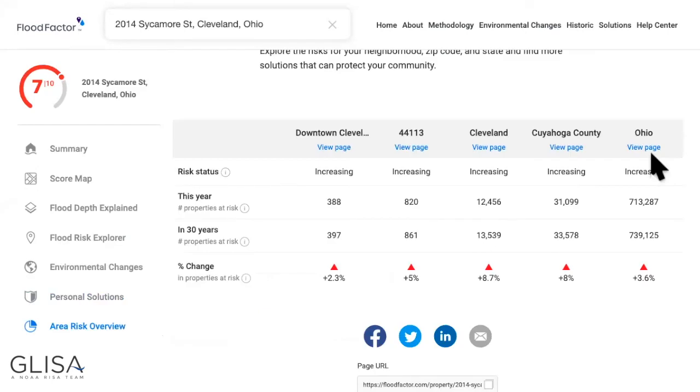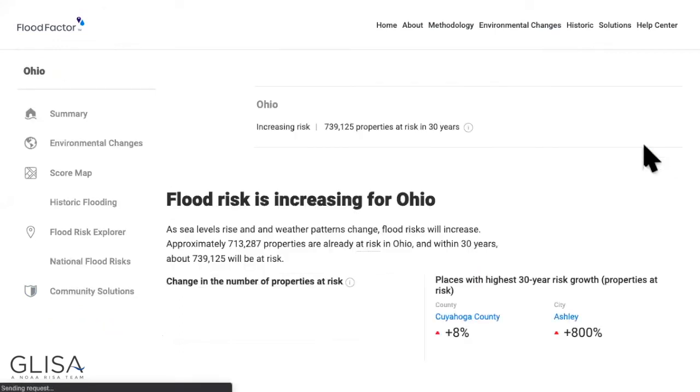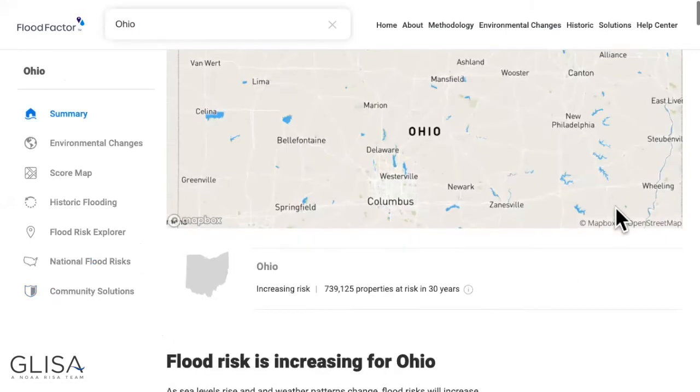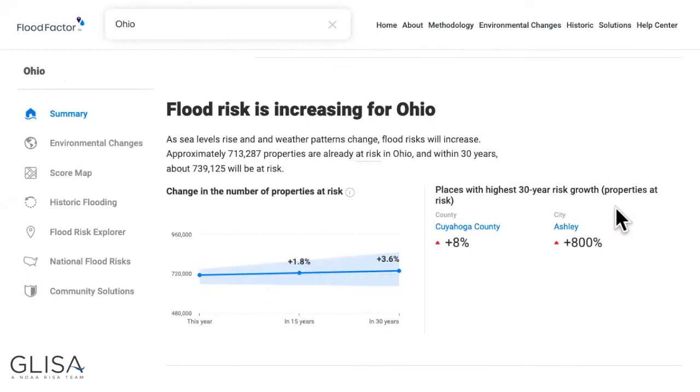Flood risk information can also be seen for entire states. Just like zip codes or counties, you will see a graph that shows the projected percent increase in properties at risk over the next 15 and the next 30 years. This section also includes both the county and the city that are projected to have the greatest percent increases in properties at risk over the next 30 years.